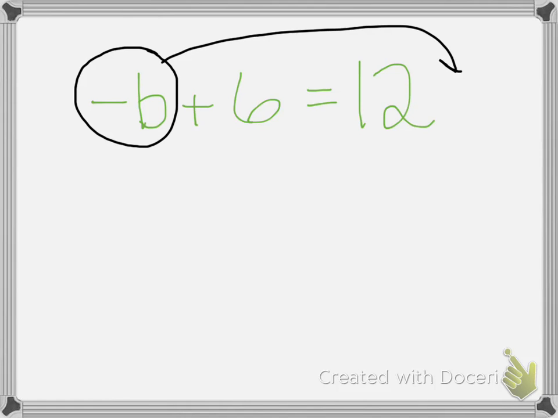All right, last one here. Negative b plus 6 equals 12. Well, when you have a negative variable, you really need to change it to a positive. So how can we change our negative b to a positive? We can move it over.